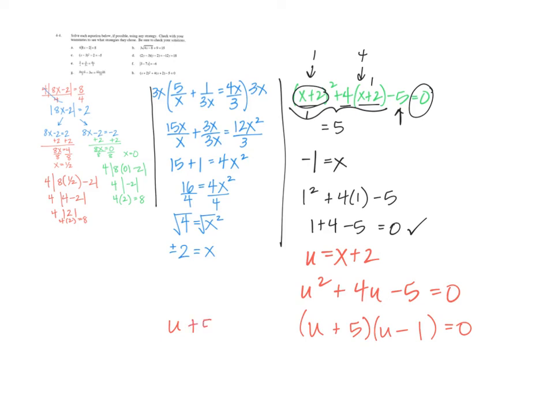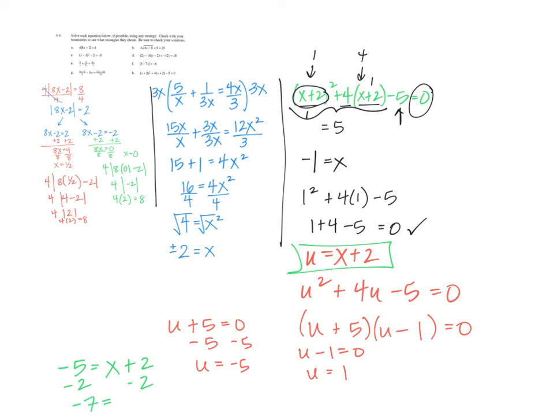So I'd have u plus 5 is equal to 0. Subtracting 5 from both sides, I would get u is equal to negative 5. And u minus 1 equals 0. We'll get u is equal to 1. Now, to find my x values, I can now go back to the original. So I can do negative 5 is equal to x plus 2. And subtracting 2 from both sides, I get x is equal to negative 7. And then over here, I can do 1 is equal to x plus 2. Subtracting 2 from both sides, I get x is equal to negative 1.